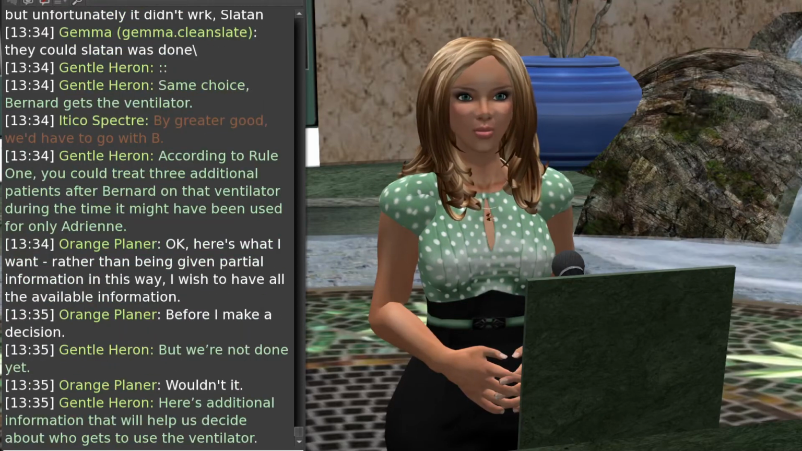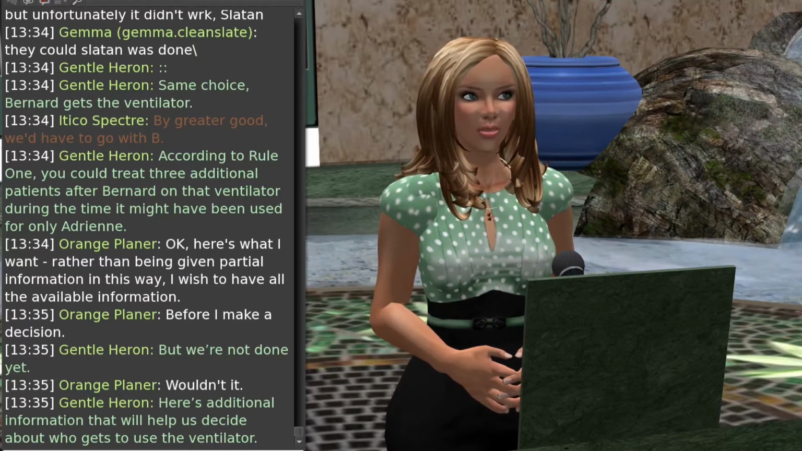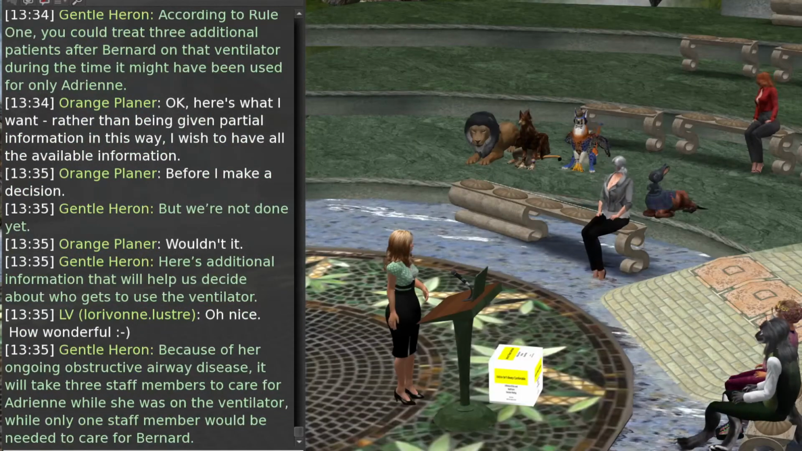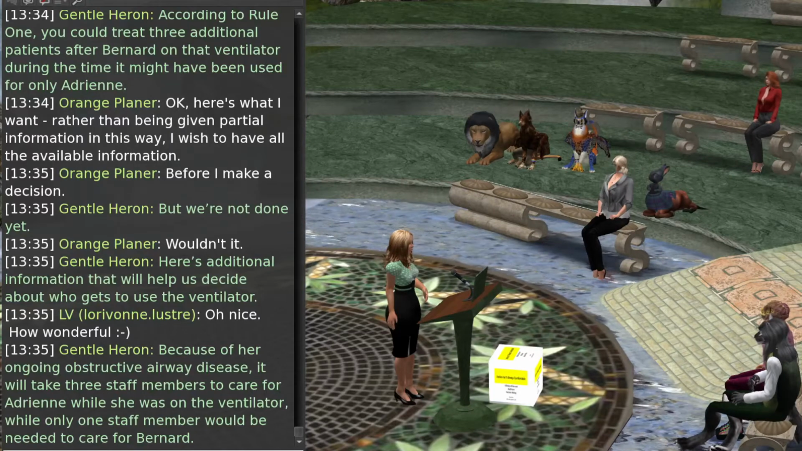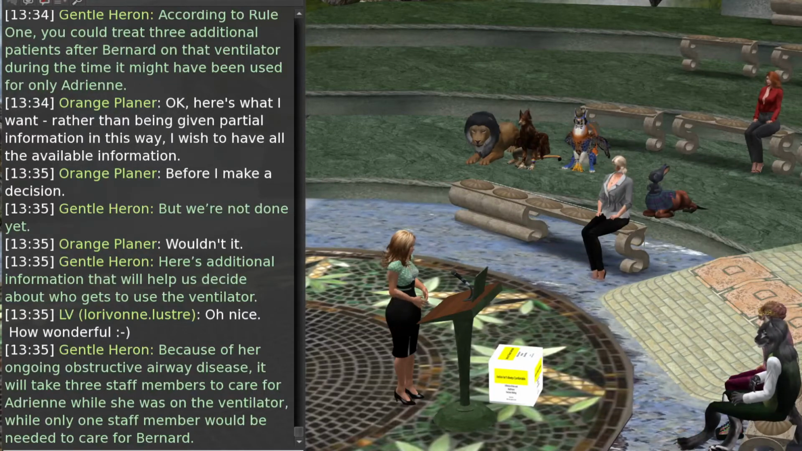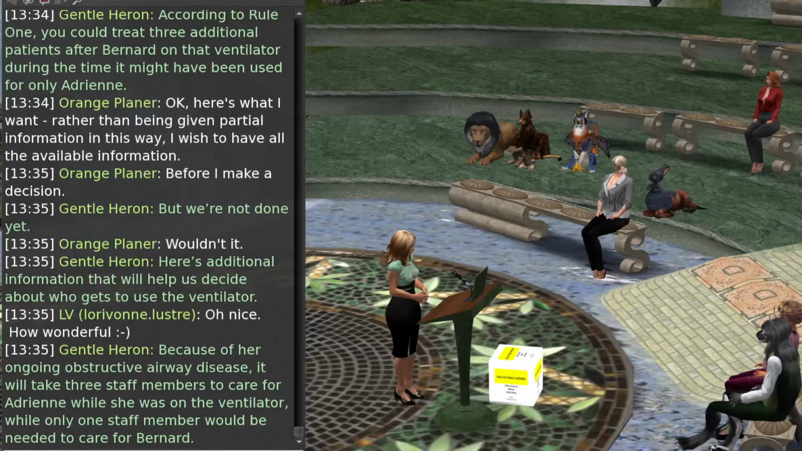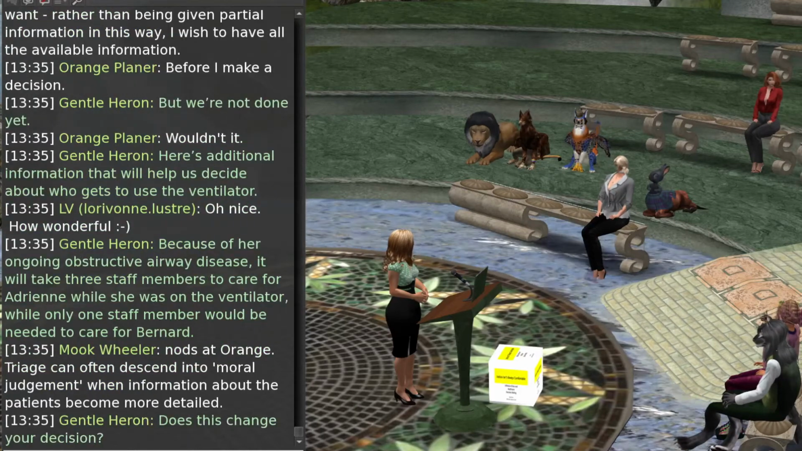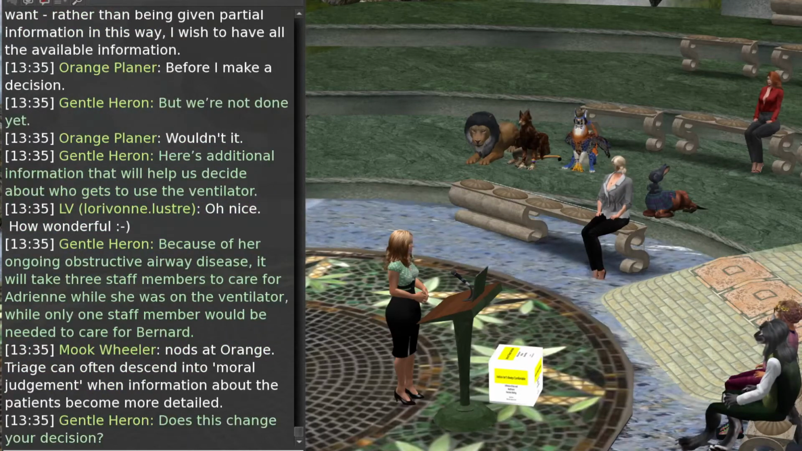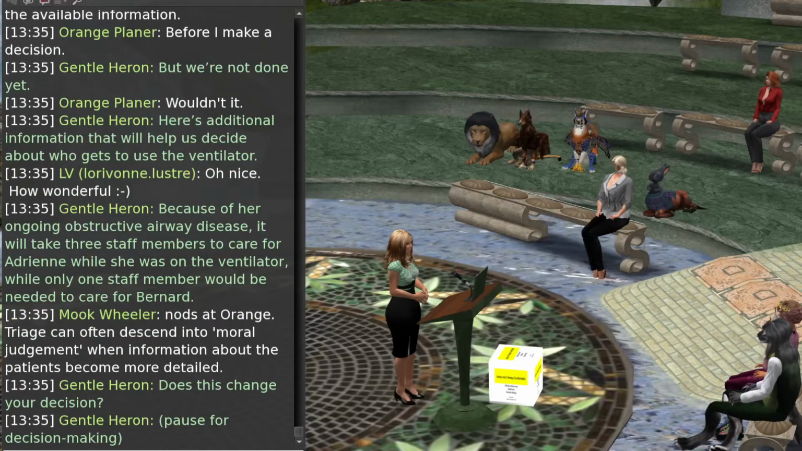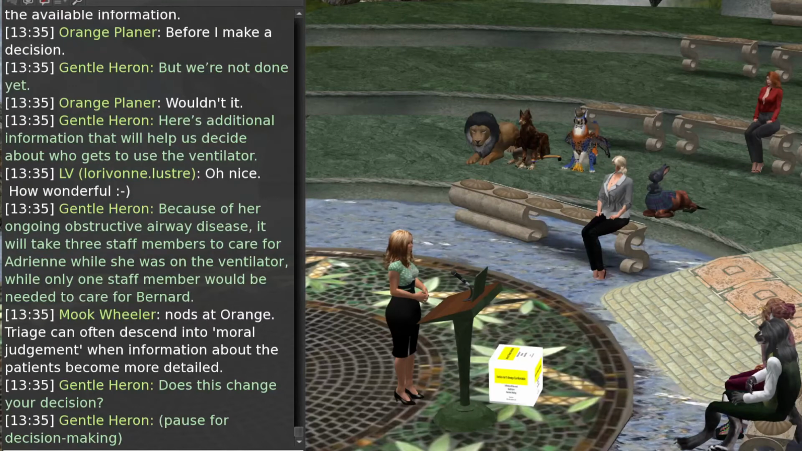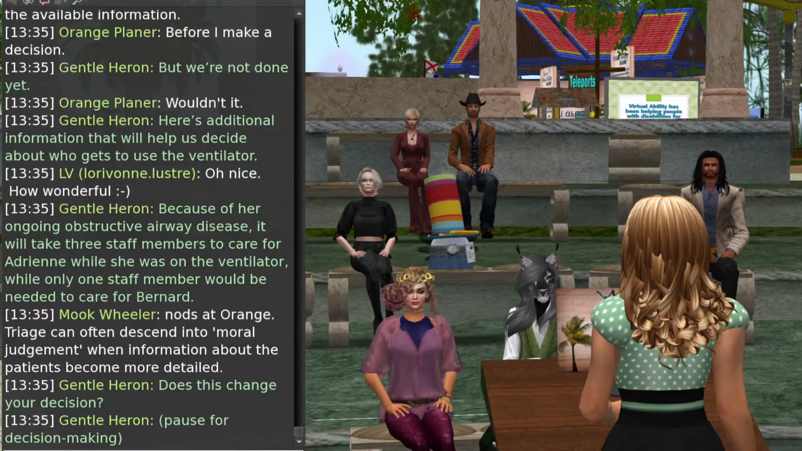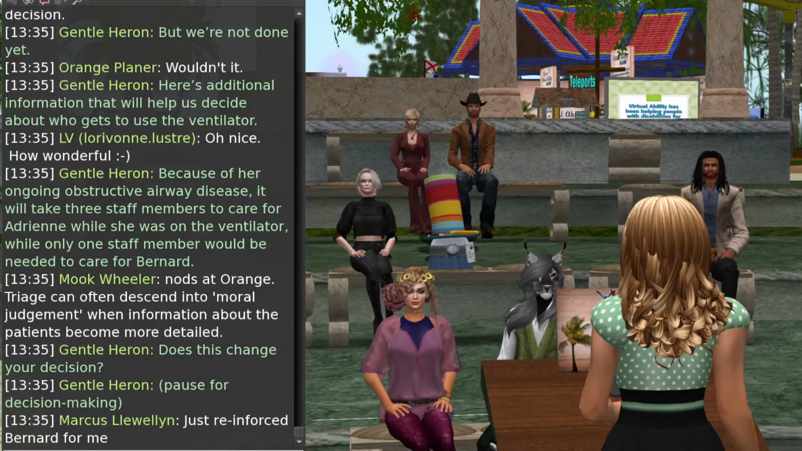But we're not done yet. We keep getting more information. So here's some more information. Because of her ongoing obstructive airway disease, it will take 3 more staff members to care for Adrienne while she is on the ventilator, while it only would require 1 staff member to care for Bernard. Does this change your decision? Or does it firm up your choice?